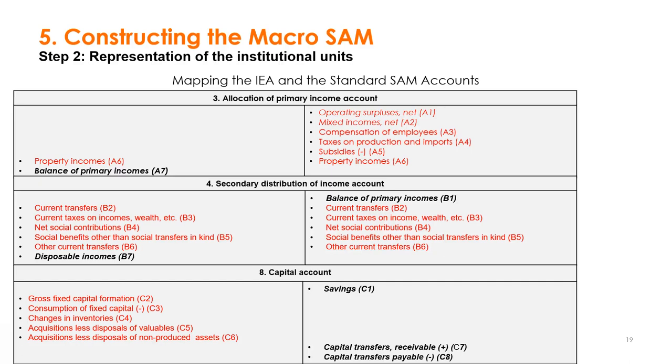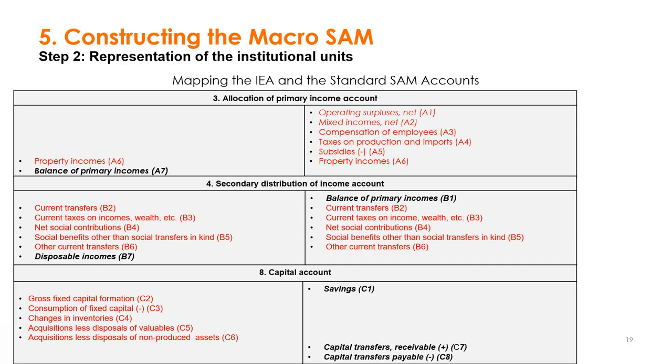The institutional unit accounts are built up using essentially three IEAs: the allocation of primary income account, the secondary distribution of income account, and the capital account. In the allocation of primary income account, a particular interest is given to the allocation of operating surplus and mixed income, the compensation of employees, and the net property income. Taxes and subsidies on production and imports are exclusively allocated to the government.